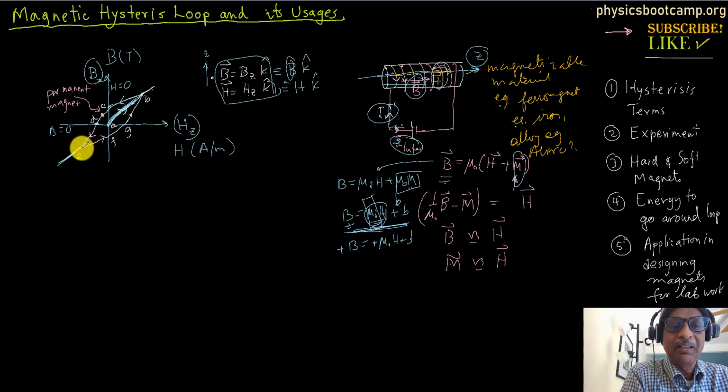Then H is still negative, but now I'm making it less and less in value, and at H equal to 0, B doesn't have to be symmetric, but often is. Then it goes to G and then back to the original saturation, and if I keep going, this loop, B, C, D, E, F, G, B, is called the hysteresis loop.